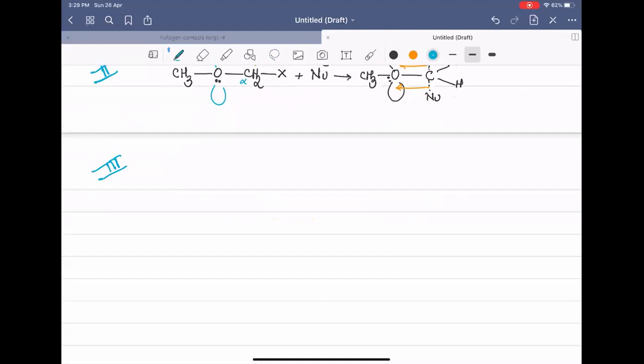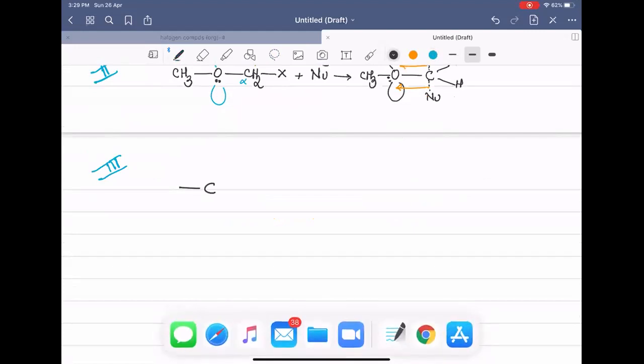The third possibility is a possibility where only SN2 occurs. When you have, okay, just a moment, Yashvi.